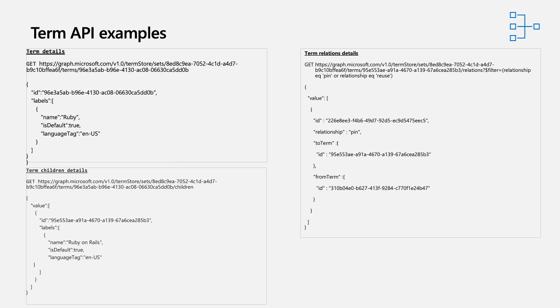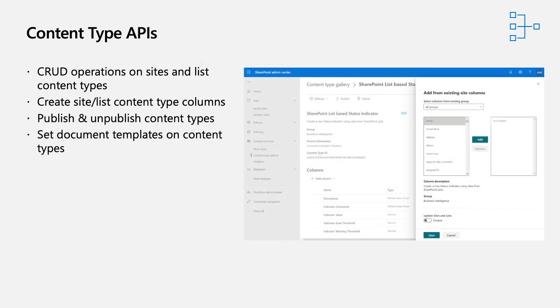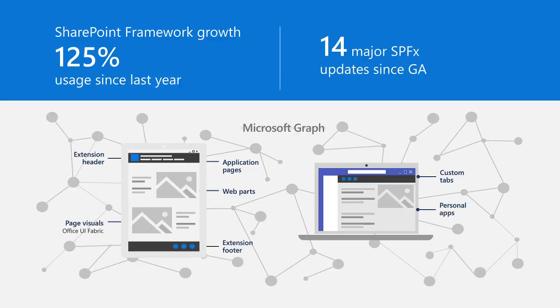Content type is also something that you have been asking us to expose through API. And very soon, you will be able, through Microsoft Graph, to create site, list and content type columns, as well as doing CRUD operations on site and list content types. No dates for now, but stay tuned because we will be able to share these functionalities very, very soon.